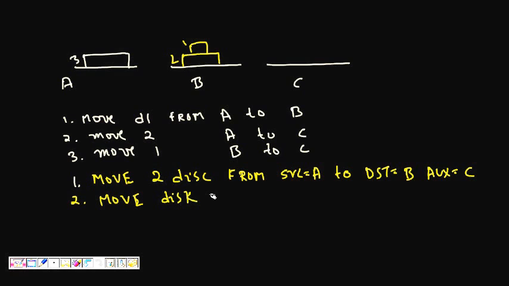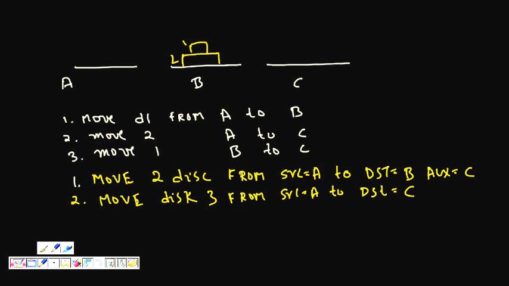Now what we do, move disk 3 from source equal to A to destination equal to C. Okay, so this can be done without any auxiliary peg. And what happens, this is gone now and it goes here, so 3 comes here.